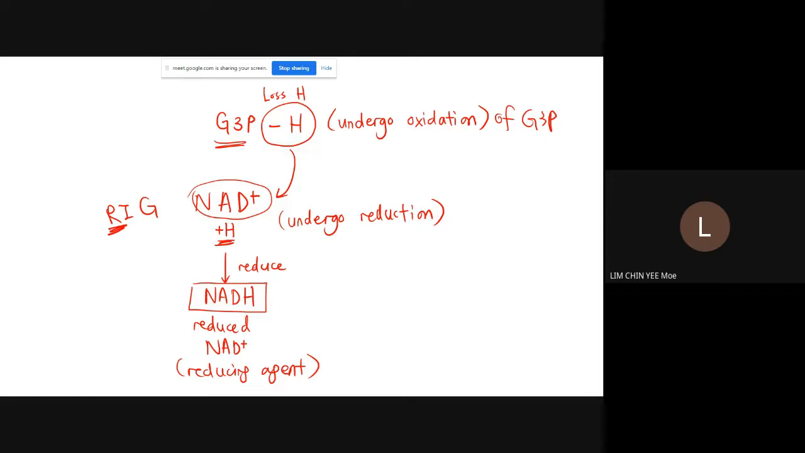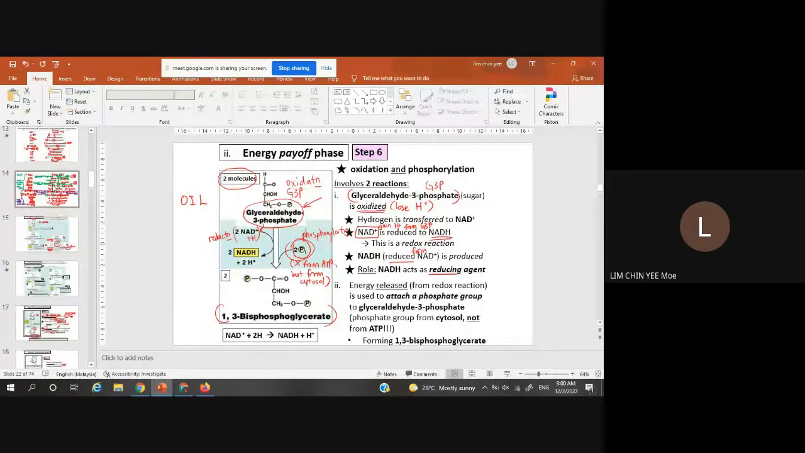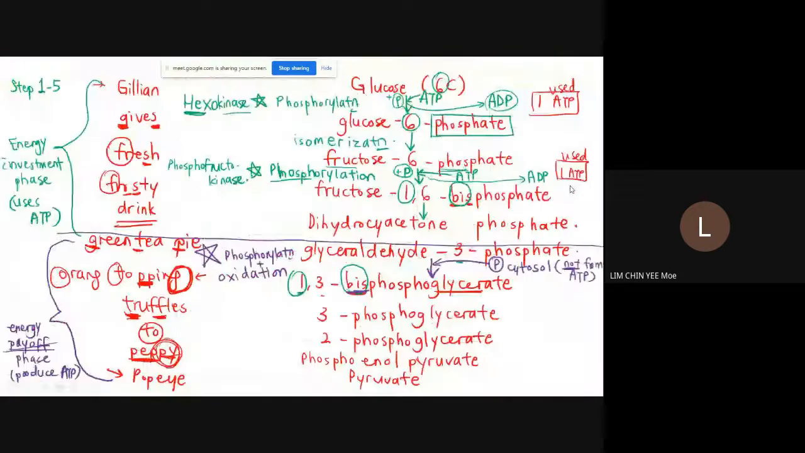Is that enough on step 6? Yes, miss. So oxidation of G3P as well as the gain phosphate group from the cytosol. So oxidation and phosphorylation of G3P, and now dia dah jadi 1,3 bisphosphoglycerate. And let's look at the next step. 1,3 bisphosphoglycerate over here. Nanti dia akan jadi 3-phosphoglycerate.